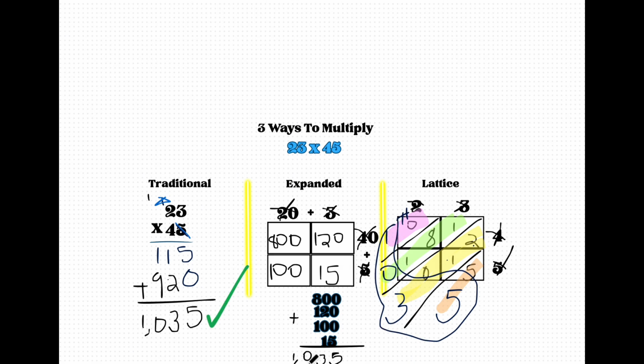And then I'm going to go back and check my answers. And then all of them equal 1,035. So 23 times 45 is 1,035. And I check my answer 3 times. And then for the third one, we'll do a 3 by 2.